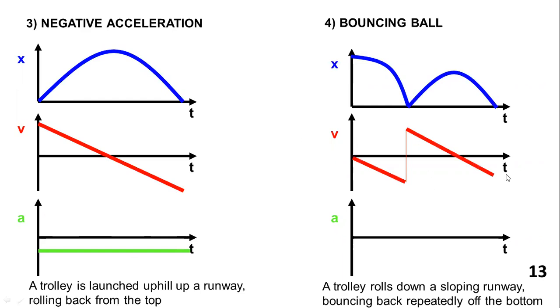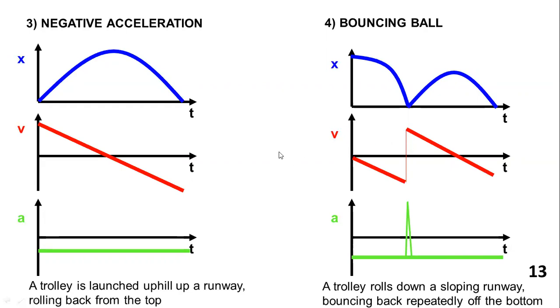That's the corresponding velocity time graph. And again, sometimes it takes some time to get your head around that. And the acceleration graph is basically negative, the downhill slope, except for a spike where the velocity suddenly changes from negative to positive on the bounce.